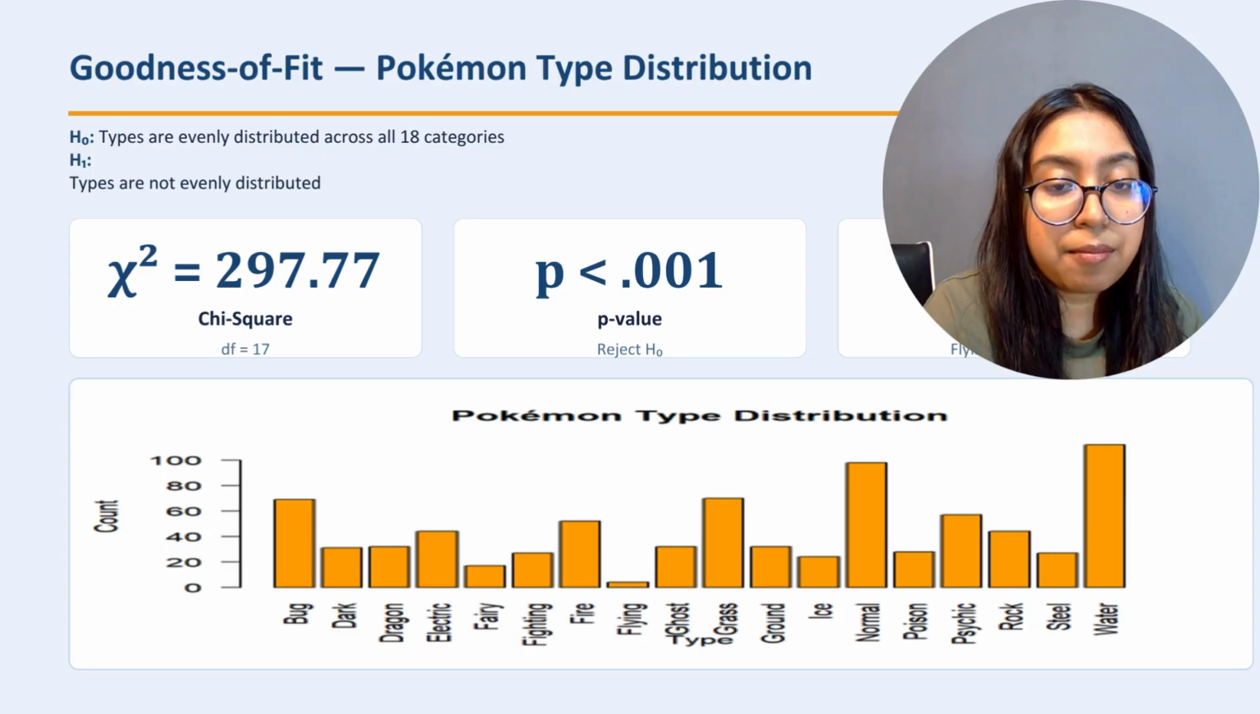At the other end, flying and ice types each have fewer than 20 Pokemon. This reflects deliberate game design choices. Certain types are thematically more versatile and appear throughout all generations, while others are rare by design.